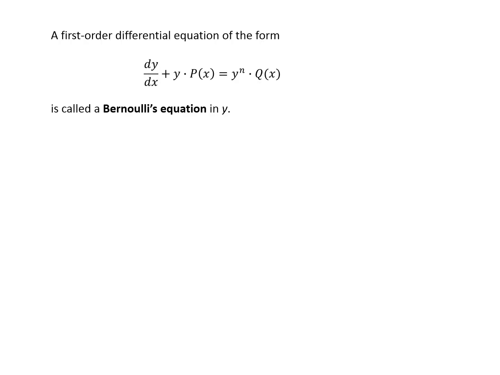Let me define what a first order differential equation of this type is. A first-order differential equation of the form dy/dx + y p(x) = y^n q(x) is called the Bernoulli equation in y. Notice that without this y^n there, the differential equation is just linear. So if n is 0 here, the differential equation is linear.